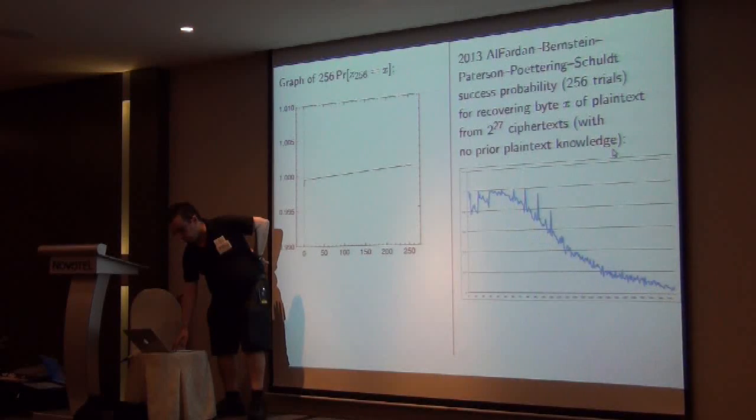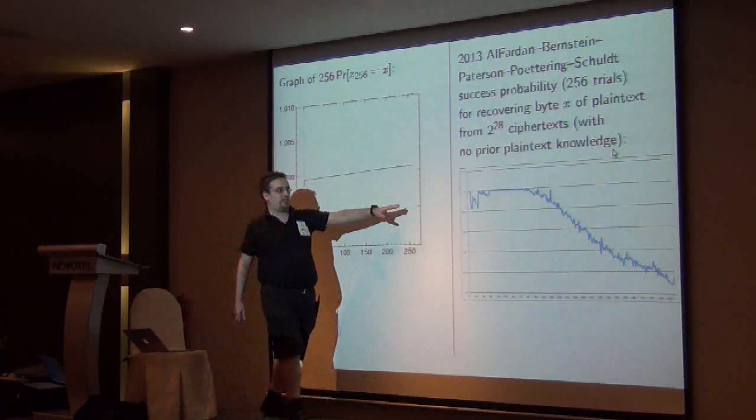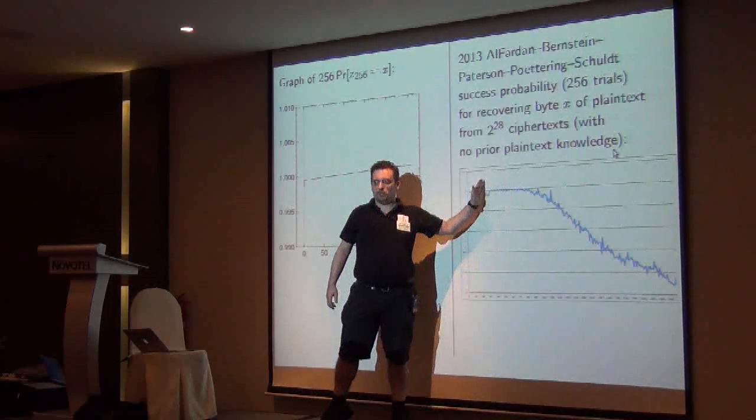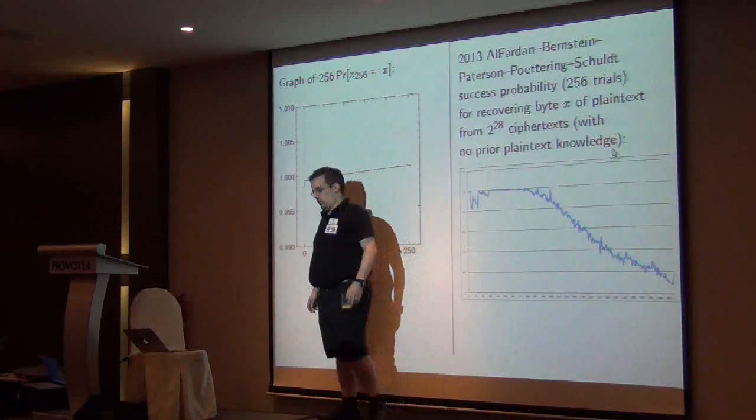And then if you have more ciphertext, you get up to, say, 2 to the 28 ciphertext, and then in the interesting region for SSL, you get complete plaintext recovery.